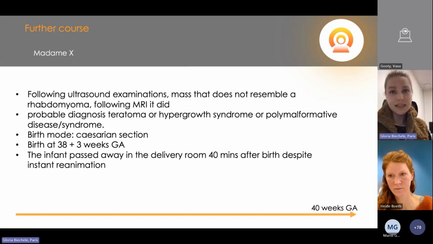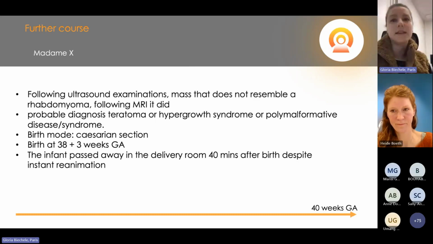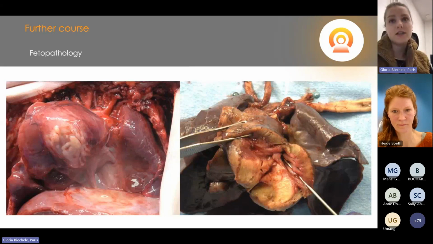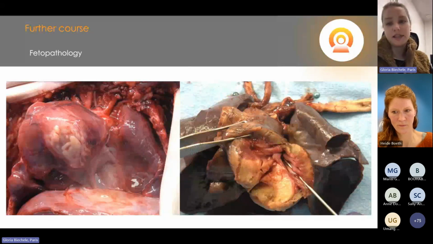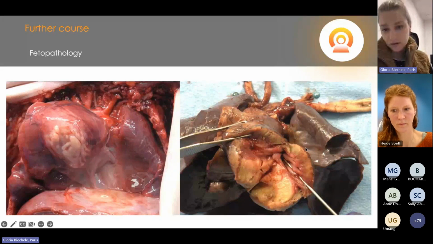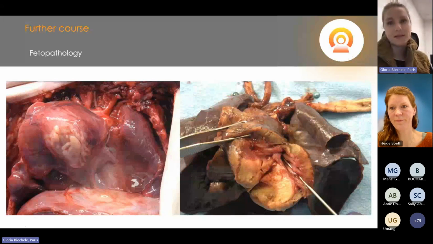Unfortunately, the infant was born and passed away in the delivery room just 40 minutes after birth, despite an instant reanimation. A pathologic examination followed, and it macroscopically showed cardiomegaly with a white pearly mass, which you can see here, developing at the posterior and septal wall of the left ventricle, a very small remaining left ventricular cavity, which is just this part of the heart, and the absence of trabeculations.